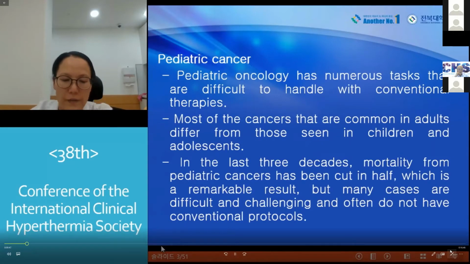The pediatric oncology has numerous tasks that are difficult to handle with conventional therapies. Most of the cancers that are common in adults differ from those in children and adolescents. In the last 3 decades, the mortality from pediatric cancers has been cut in half, which is a remarkable result, but many cases are difficult and challenging and often do not have conventional protocol.